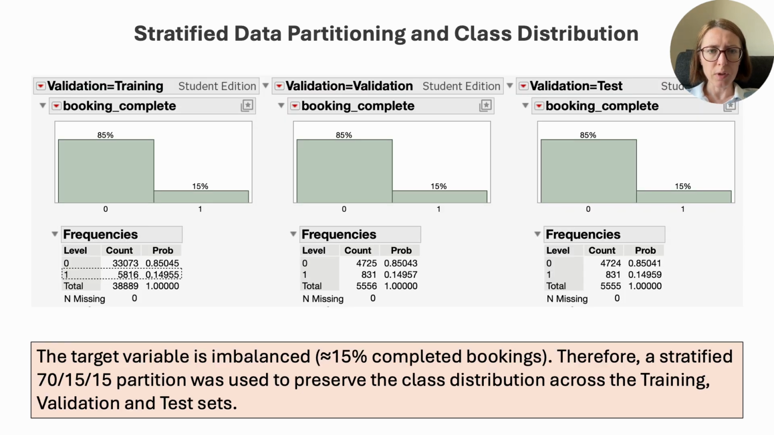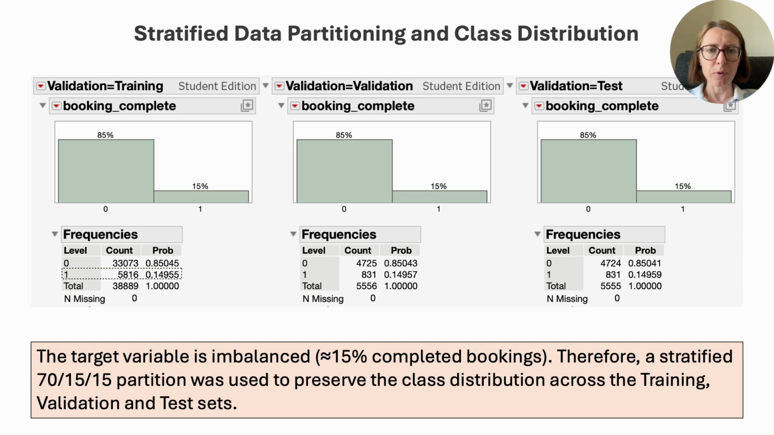Before training the models, I examined the distribution of the target variable. The classes were imbalanced. Only around 15% of bookings were completed, while approximately 85% were not. Because of this imbalance, I used stratified data partitioning. This preserved the same class proportions in every subset. The data were divided into the usual three sets: 70% for training, 15% for validation, and 15% for testing. As the charts show, the 85 to 15 class distribution remained almost identical across all three sets.